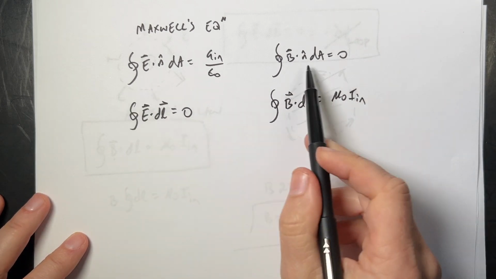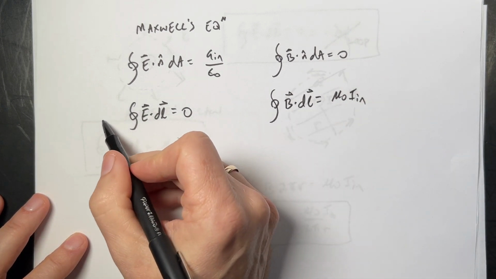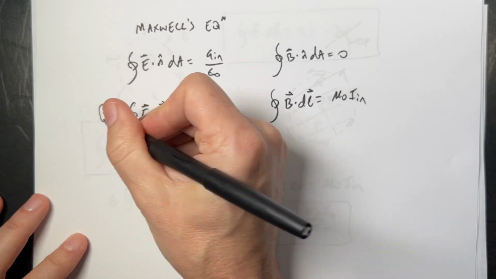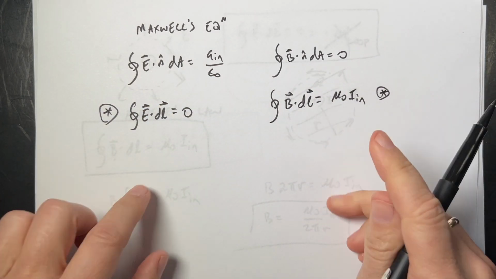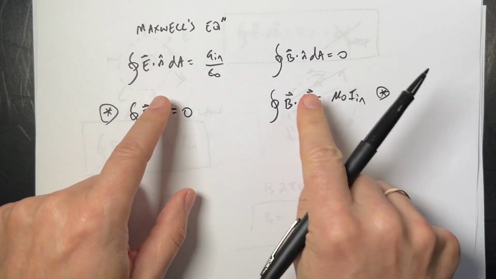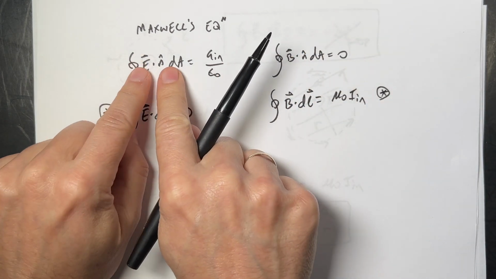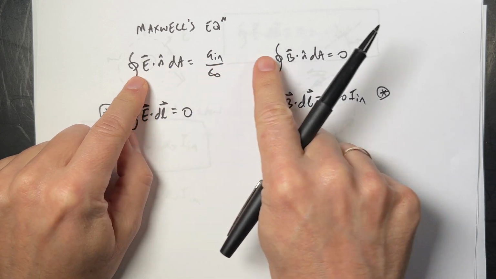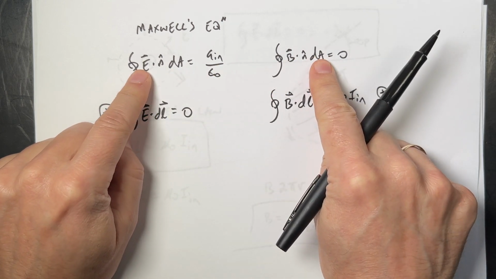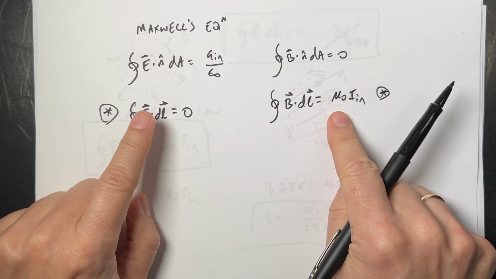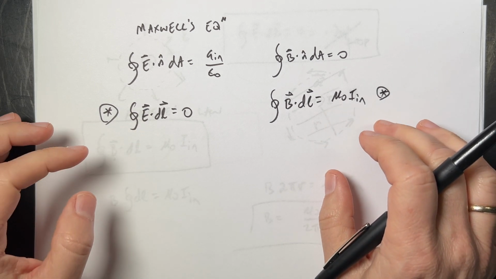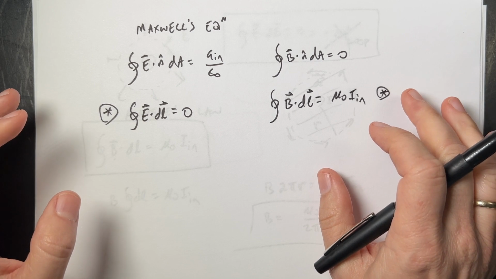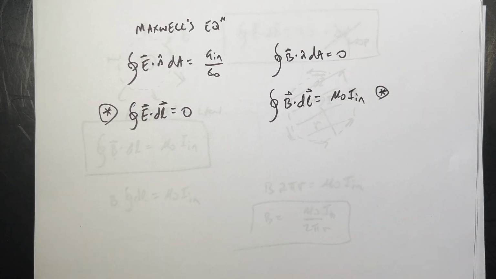So this one's fine and this one's fine, but we're going to need to change this. So let's put an asterisk by that. And we're going to need to change both of these, because they're not complete. But you see the symmetry here. We have a surface area integral for electric and magnetic fields, a line integral for electric fields, a line integral for magnetic fields. There's a lot of symmetry going on here, and it's going to get even better, okay? But that's how we're going to start with Maxwell's equations.